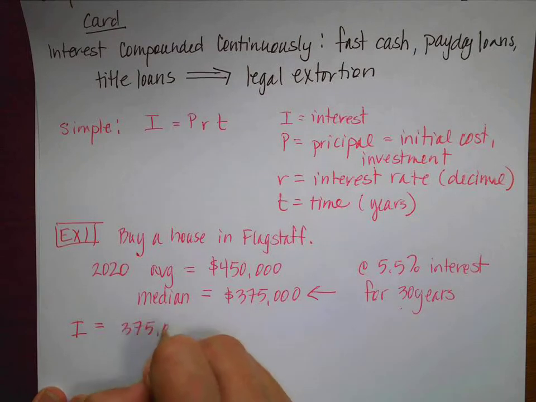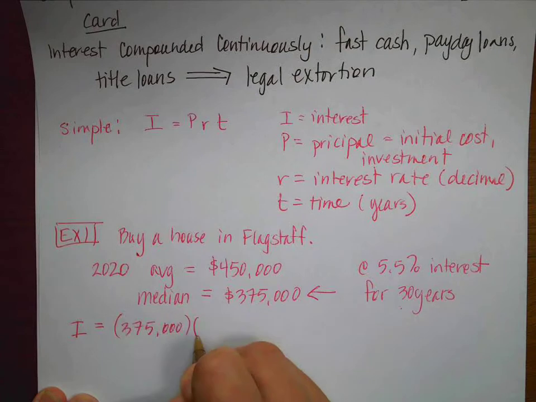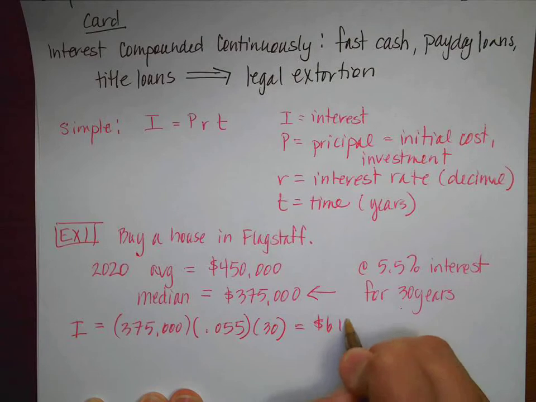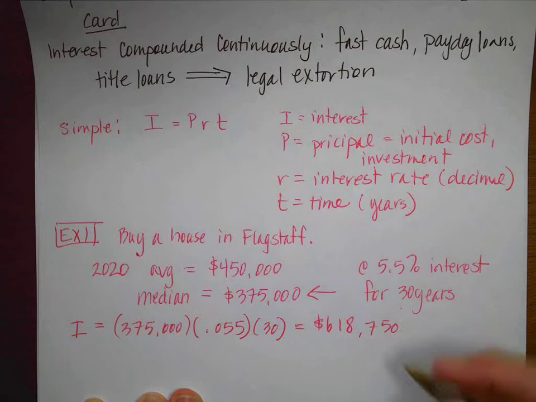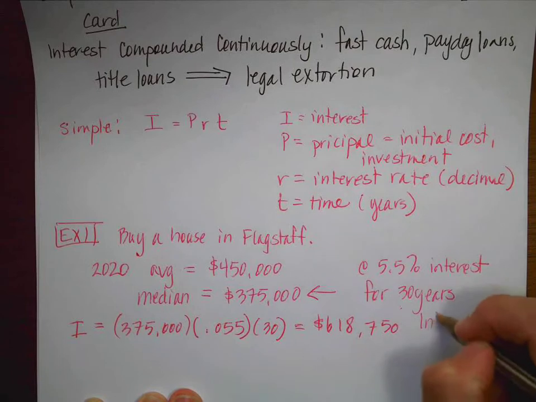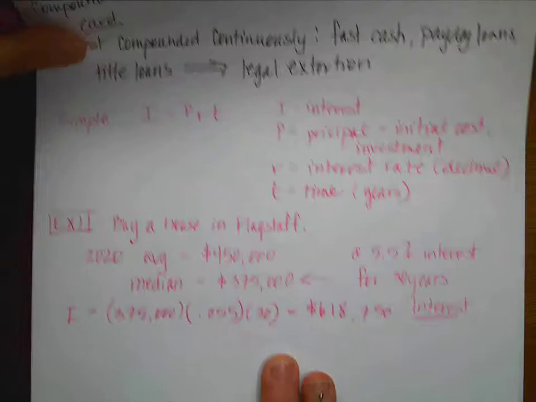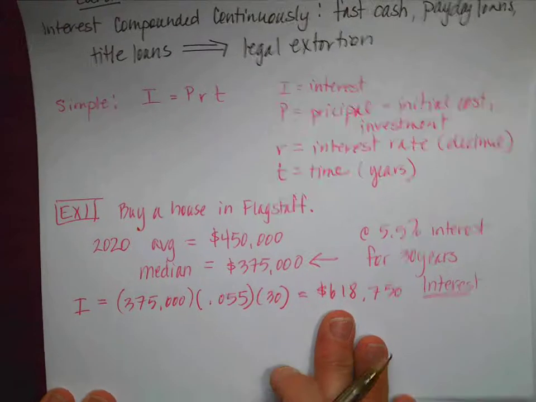It's going to be the $375,000, and I'm going to multiply by 0.055 because that's 5.5% interest, and I'm going to do that for 30 years. And when you do that, you get $618,750. And that is not a mistake. What you need to understand is this is just how much money you pay for borrowing somebody else's money for 30 years. That's pretty incredible.